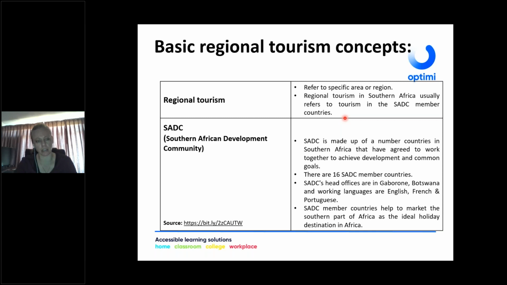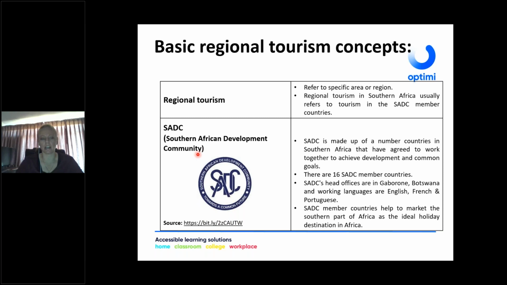Okay, I'll show you a map just now. Just to show you in terms of a better concept or a better view when we talk about regional tourism. The second concept that we have to familiarize ourselves with, because you're going to hear this word a lot in this term, is SADC. SADC is an acronym and it stands for the Southern African Development Community. Okay, and this is how the logo looks. So if they ask you in a test, who does this logo stand for, then you know it's for SADC and it stands for the Southern African Development Community.